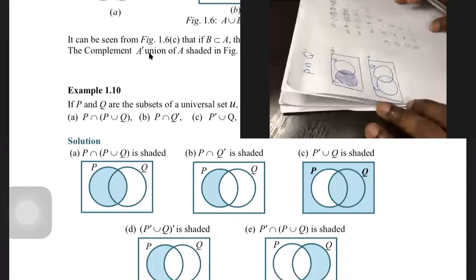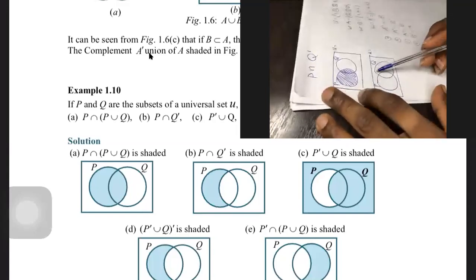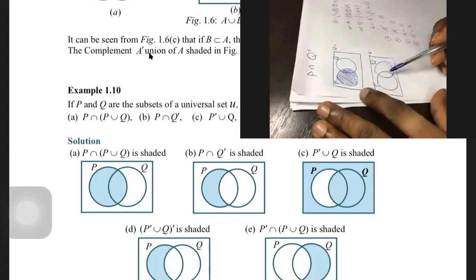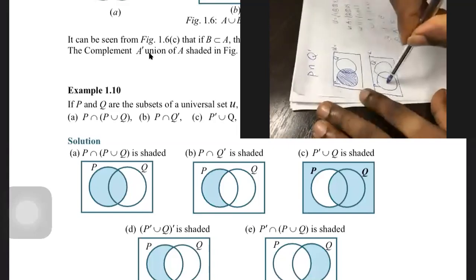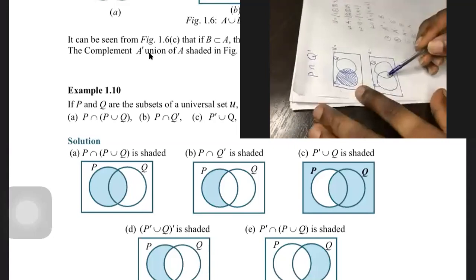So now, when I pick, I can boldly say that Q complement is this part. Yes. Because when I pick anything that is involved with Q, this is what is left. So this is Q complement.